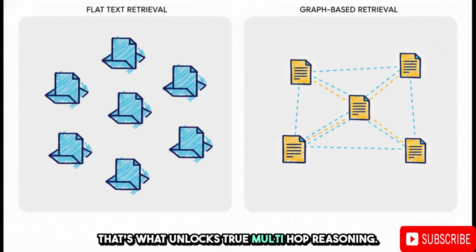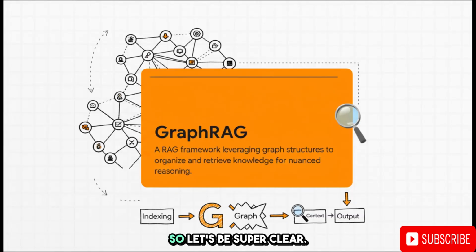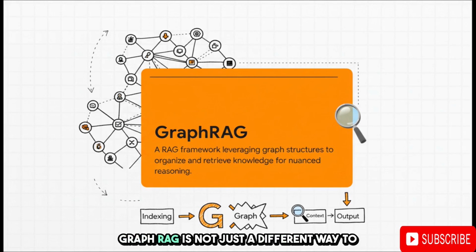That's what unlocks true multi-hop reasoning. So let's be super clear. Graph RAG is not just a different way to index stuff. It's a whole framework that uses the graph itself to model how things are related and to navigate those connections. This gives us a way more accurate and efficient method for pulling together comprehensive context for the model.